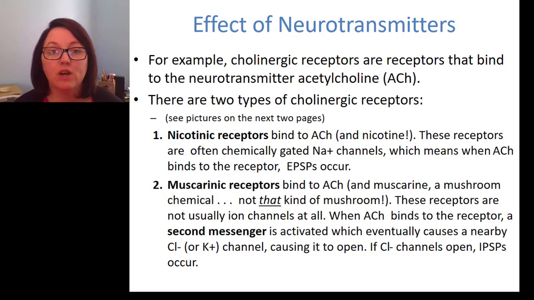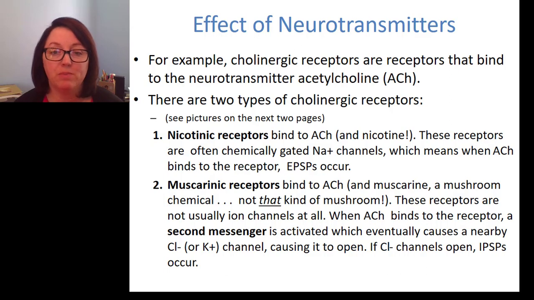So we're going to take a look at cholinergic receptors. Cholinergic receptors are receptors capable of binding to acetylcholine. Acetylcholine is one of the many neurotransmitters used in our body. We've talked about acetylcholine before in our muscle physiology section. Cholinergic is just the adjective form of acetylcholine. It turns out there are two types of cholinergic receptors. They're called nicotinic receptors and muscarinic receptors.